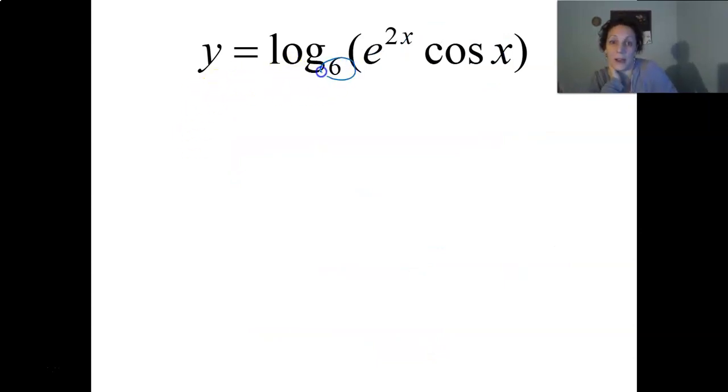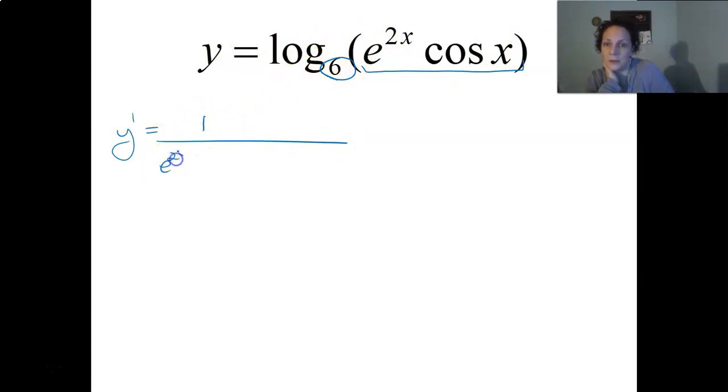Alrighty, one more. Here we go. I've got a base 6 and I've got a product rule. A product rule with a chain rule in it. Remember when chain rule was the only question on the table? Those were good times. All right, so I need the derivative of the log of some cloud, and it's a base 6. So again, 1 over my cloud, e to the 2x cosine of x, ln of my base, ln of 6, and then I'll chain rule.